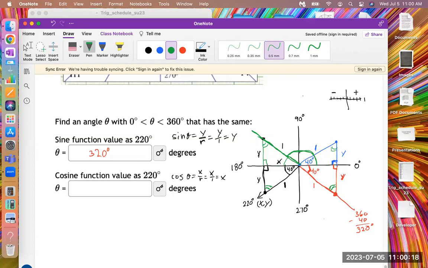So to figure out this angle here, you have to remember that this was 40 degrees and that all the way across is 180. So this angle is going to be 180 minus 40, which is 140, right? Because plus 40 would have been 180, so 140. So there is your answer.